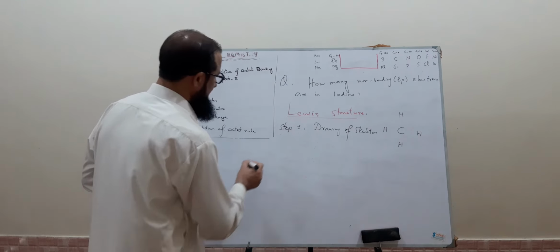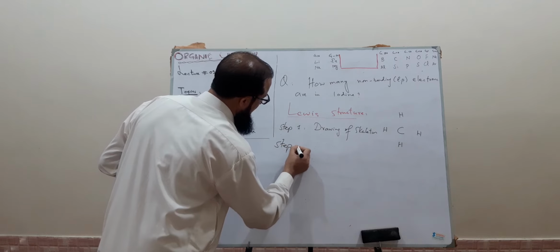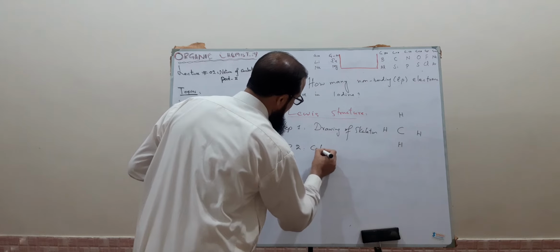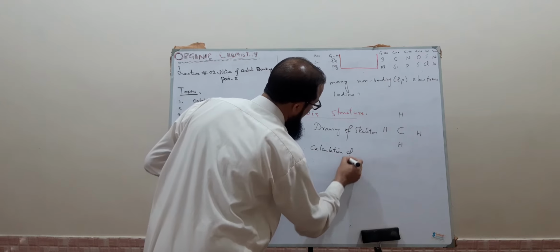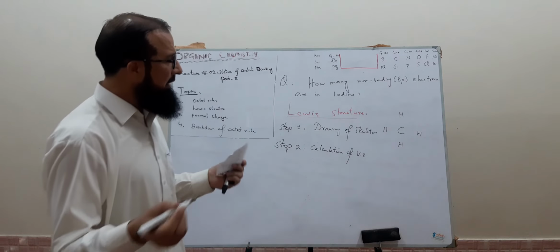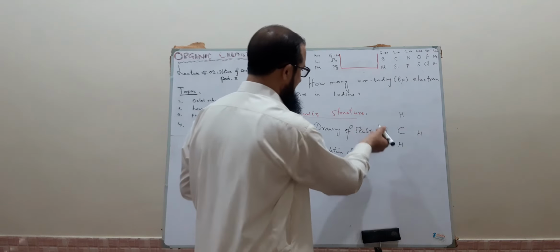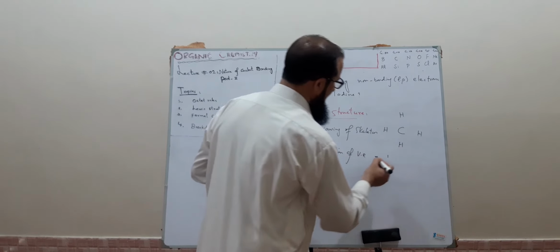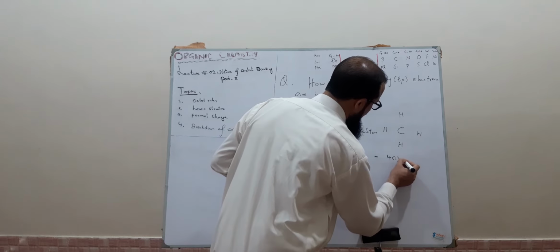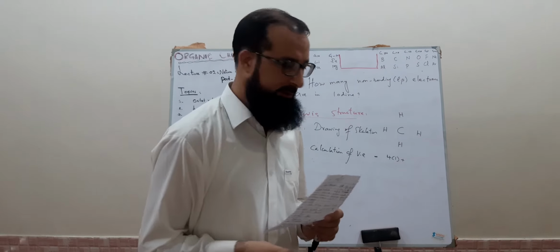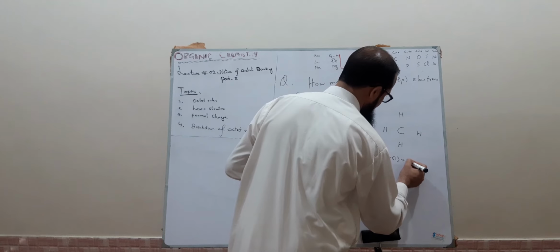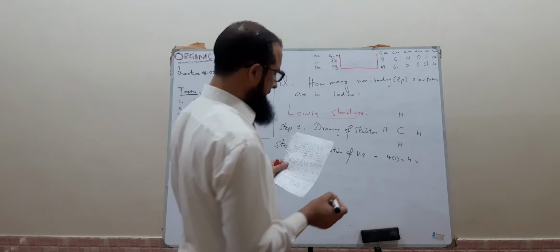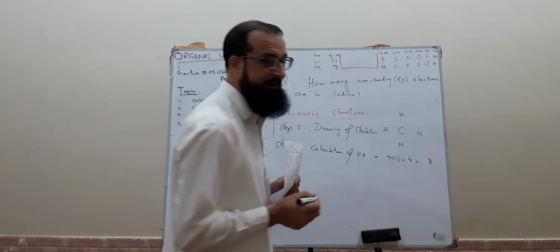The second step is to calculate the valence electrons. You are already aware of this. For example, there is one valence electron with hydrogen, and we have 4 hydrogens, so we get 4 valence electrons for all 4 hydrogens. Similarly, we have 4 valence electrons for the carbon. So the total number of valence electrons is 8.